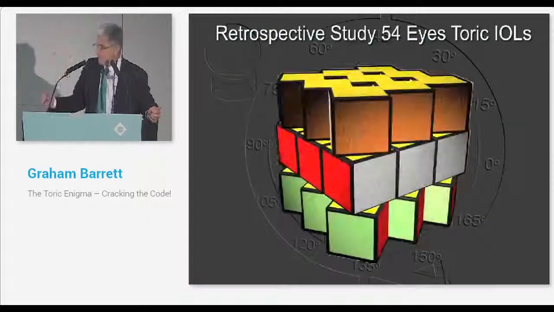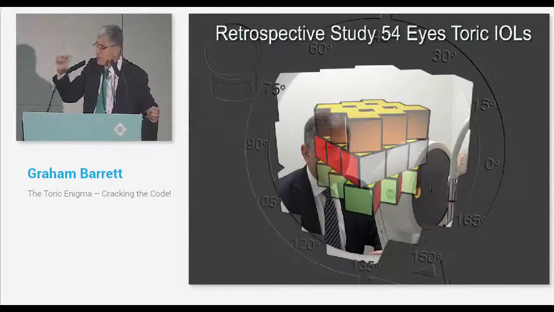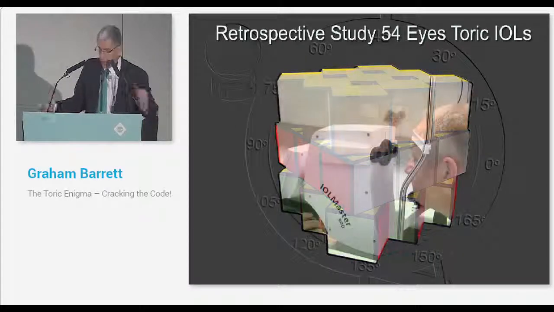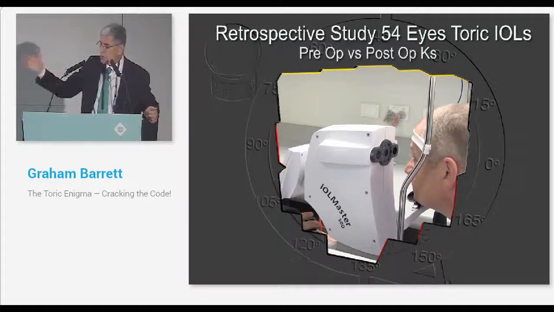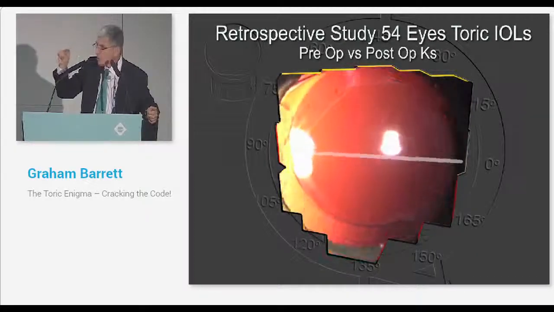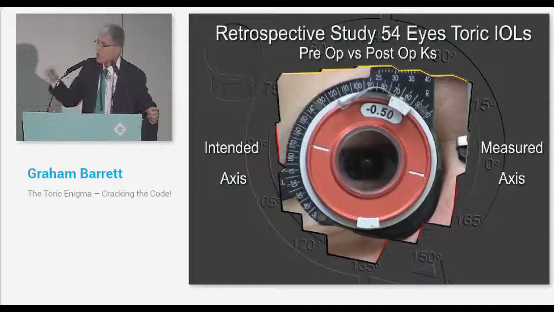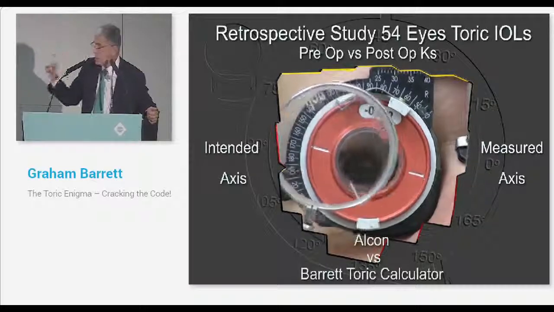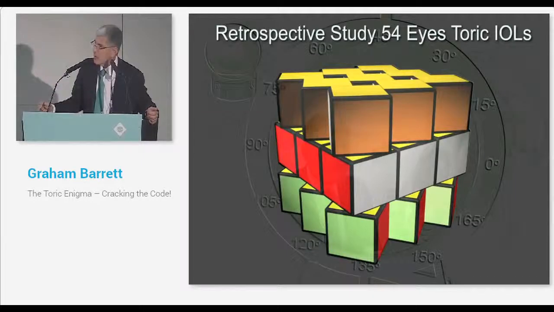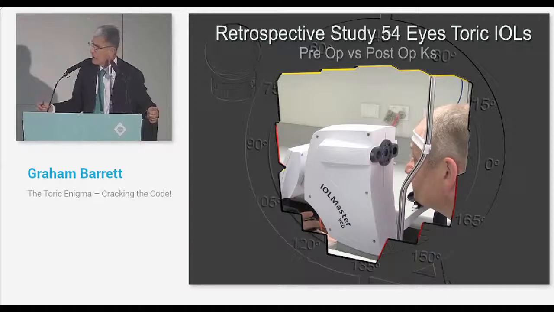So let's look at the puzzle, and let's try and look at the different factors that contribute to that puzzle, that enigma of unknown toric outcomes. And as I said, you can look at pre versus post-op Ks. You can look at what role does SIA, induced astigmatism, play in unknown outcomes. You can look at your intended axis versus the measured axis and see what role does that play in your intended outcome, and you can look at different calculators. And this is what we did in this group of 54 patients who received toric IOLs.